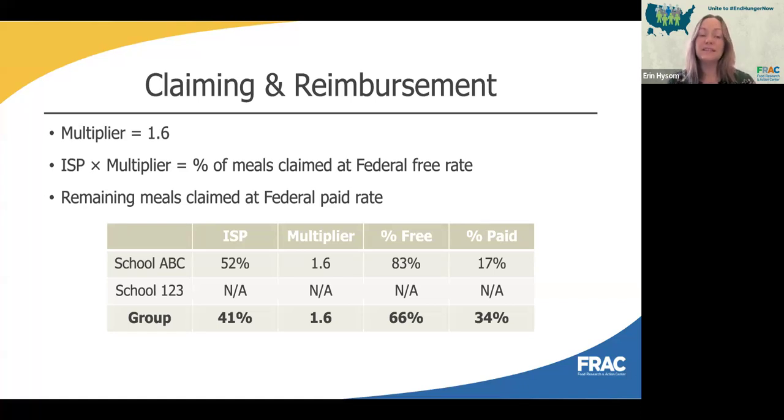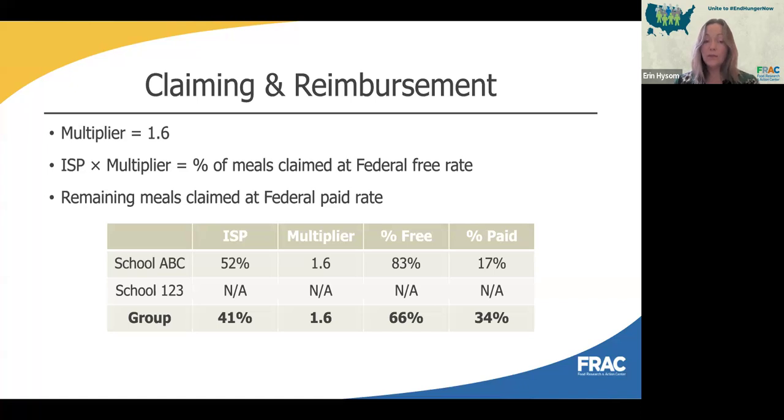So let's take this example here with school ABC. School ABC has an identified student percentage of 52%. 52 times the 1.6 multiplier equals 83. 83% of the meals served are going to receive that higher federal free rate. 17% of the meals served are going to be reimbursed at the lower federal paid rate.